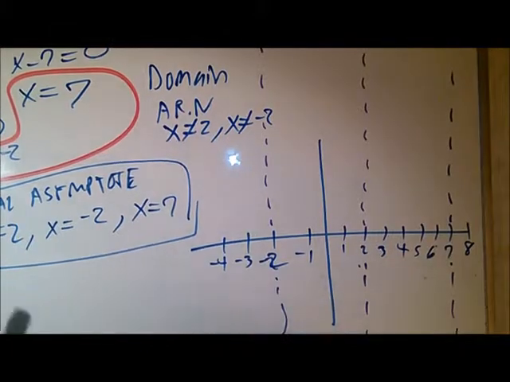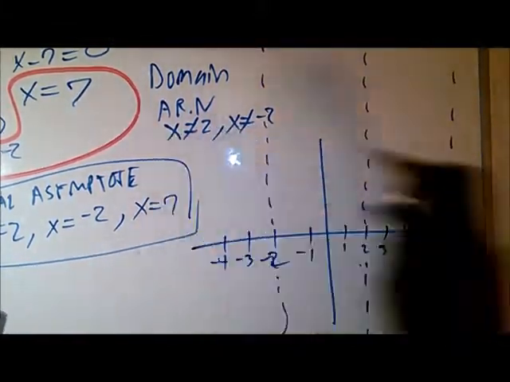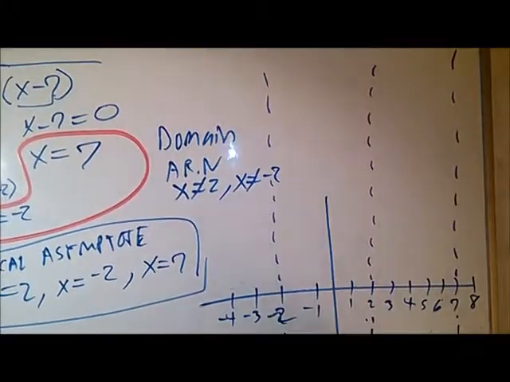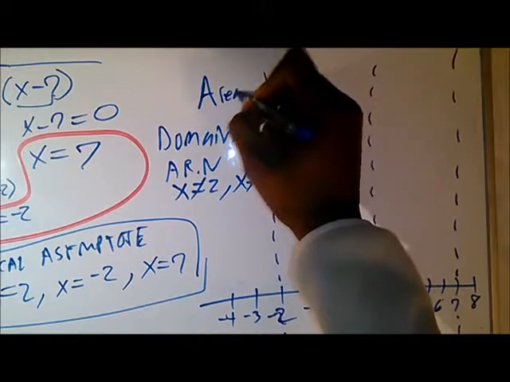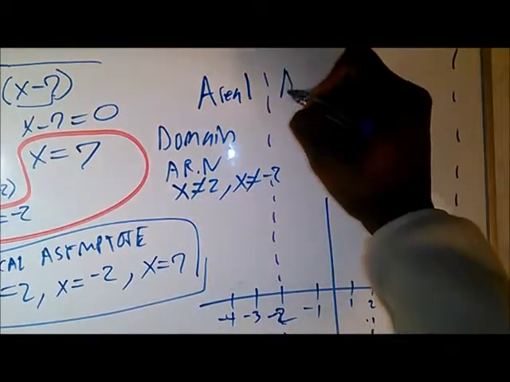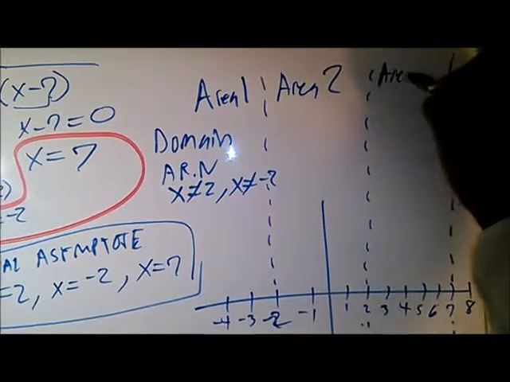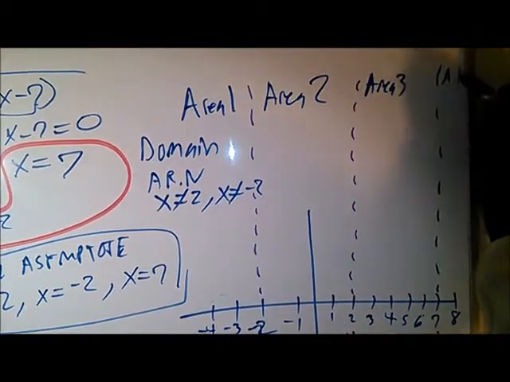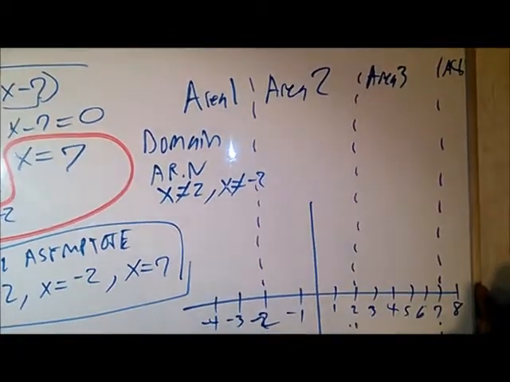Now, how many sections did the vertical asymptotes divide this graph into? How many sections do we have? We have this section here, this whole thing here, that's area 1, area 2, area 3, and area 4. We have 4 areas this time.